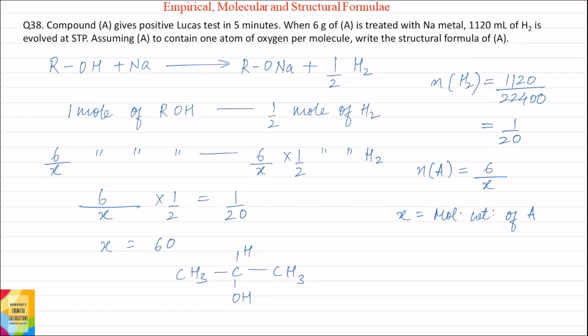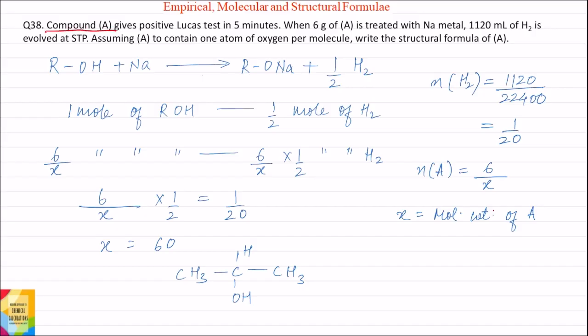Question 38. Compound A gives positive Lucas test in 5 minutes. When 6 gram of A is treated with sodium metal, 1120 milliliter of hydrogen is evolved at STP. Assuming A contains 1 atom of oxygen per molecule, write the structural formula of A.